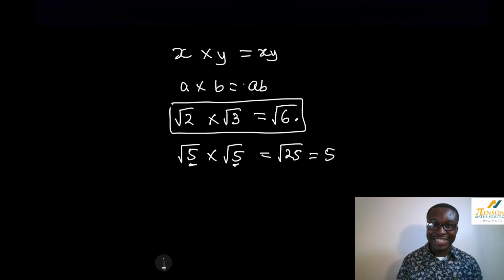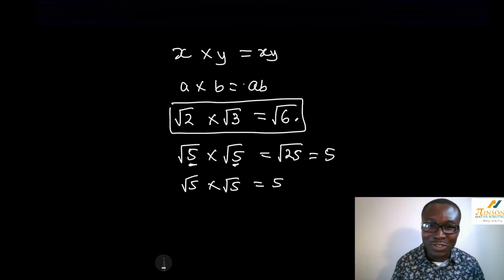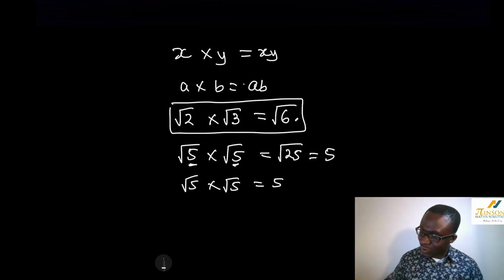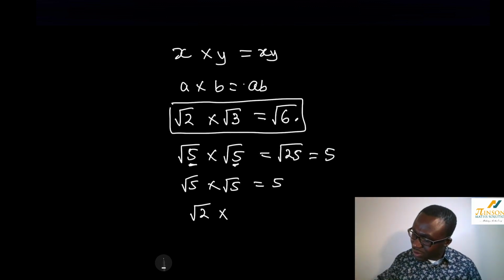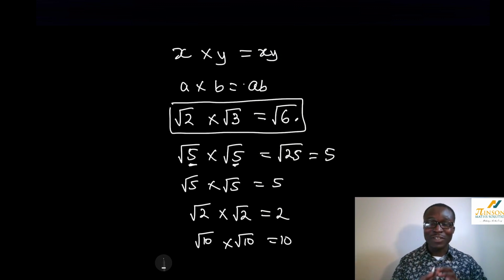So technically speaking, here's the secret. If I have the square root of 5 multiplied by the square root of 5, I can just say it's the same as 5. I don't need the square root anymore because it is a surd multiplying itself. So square root of 2 multiplied by the square root of 2 is just 2. Square root of 10 multiplied by the square root of 10 is just 10. This is fantastic, and this is a secret we will use to rationalize surds. Make sure you continue to watch my videos.